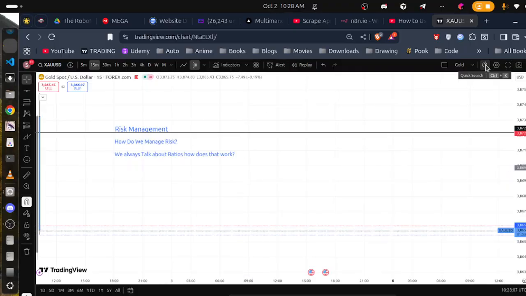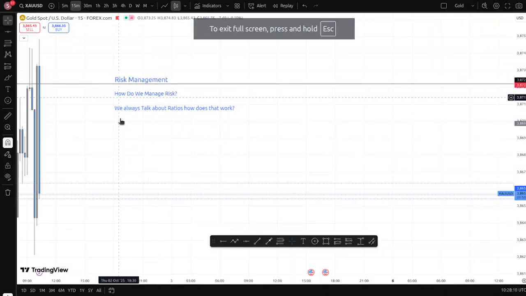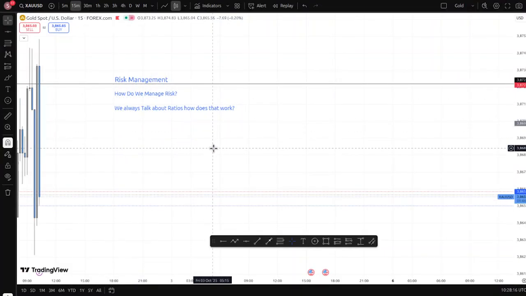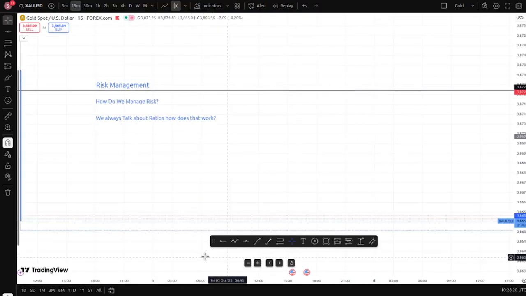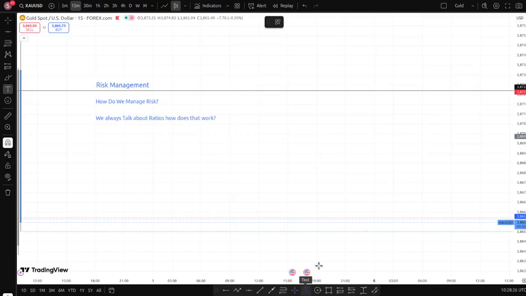We are going to be talking about risk management. So, how do we manage risk? What we always talk about when we talk about ratio. So number one, what is risk? When you hear people talk about 1 to 5, 1 to 10, 1 to 15, 1 to 30, what does that mean?